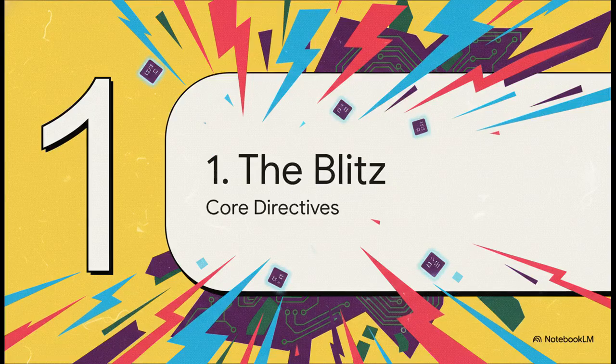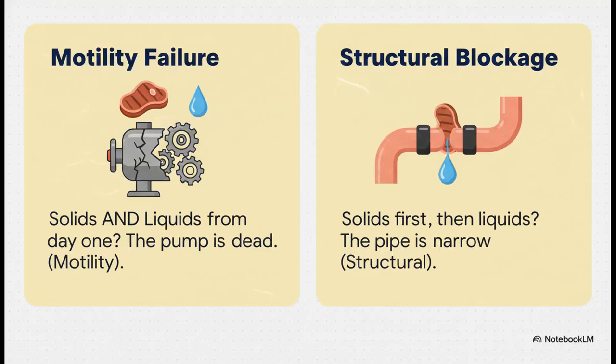Okay, kicking things off with a rapid intel download. Time is of the essence, so try to keep up. Now, the very first distinction you have to make comes straight from the patient's history. It's simple. If they have trouble swallowing both solids and liquids right from the get-go, you're thinking motility. The pump is basically dead. But if it's solids first and then liquids later on, that's a structural problem. The pipe is just too narrow. This is your first, and I mean most important decision point.